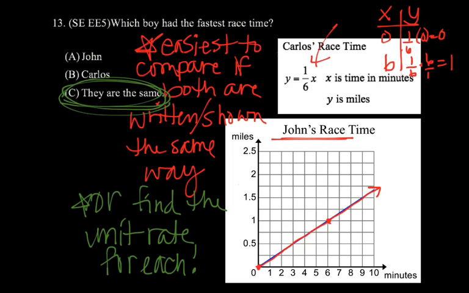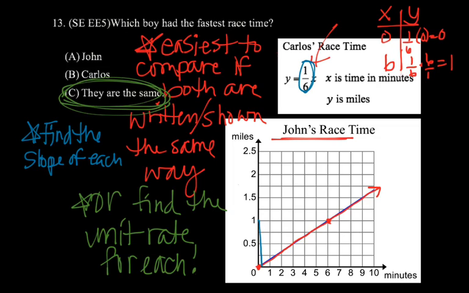To be honest, I think your best option here is to find the slope of each. What's nice about this is the slope of Carlos is given in the equation, and the slope for the other is pretty simple because these plot points are pretty easy to get, 1/6. Okay, so our answer is C, they are the same.